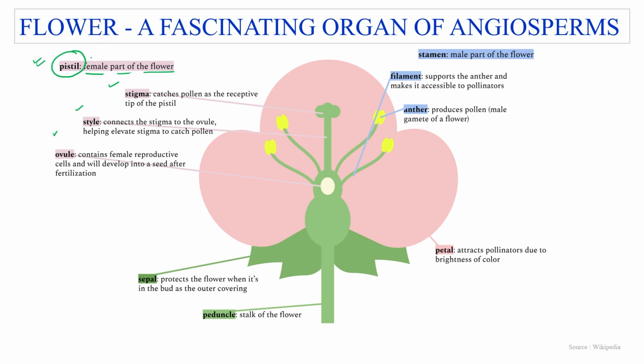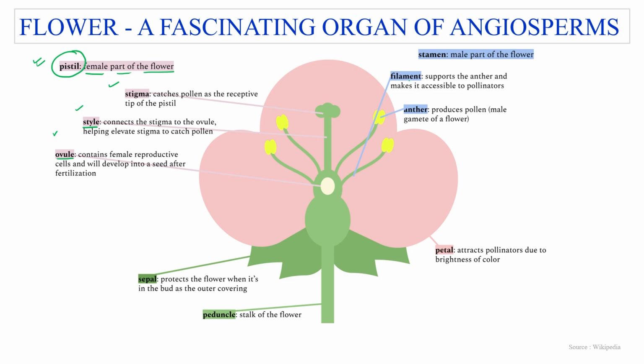We can further divide pistil into three sub parts: stigma, the upper part, which acts as a platform for pollen grain, and there is a longitudinal part which connects this stigma with the ovule, known as a style, right? And this ovule contains reproductive cells which further develop into the seed after fertilization, right?